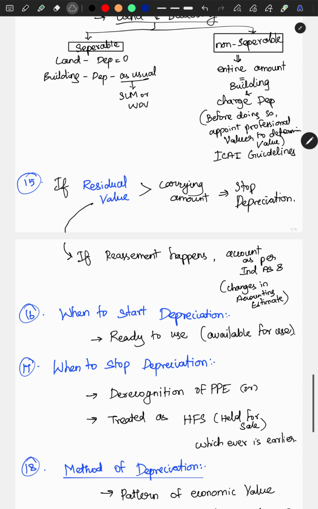The next point is residual value. If residual value is greater than carrying amount, then we have to stop depreciation. That is one point. And if residual value reassessment happens, then the same has to be accounted as an accounting estimate change as per Ind AS 8.